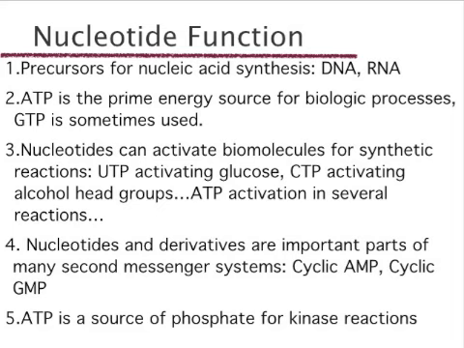Nucleotides can also activate biomolecules for synthetic reactions, and we've seen this previously. For instance, UTP activating glucose and CTP activating alcohol head groups. And we've also seen ATP activating many biomolecules. Nucleotides and their derivatives are also important parts of many second messenger systems, such as cyclic AMP and cyclic GMP. Finally, ATP is a source of phosphate for kinase reactions, such as the ones that are involved in regulation. We saw this in glycogen synthesis and degradation, and also in glycolysis.